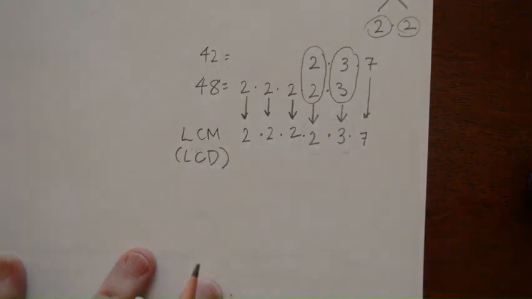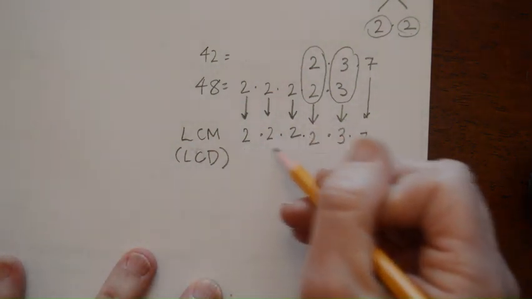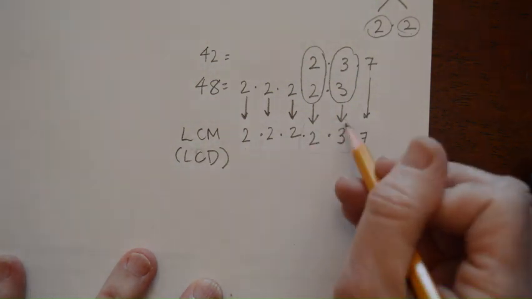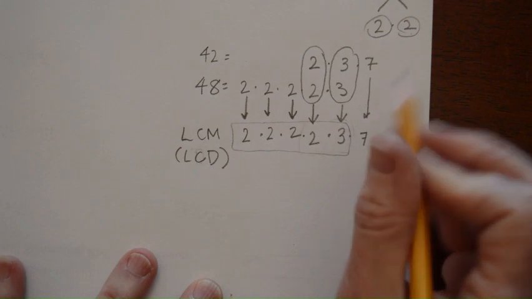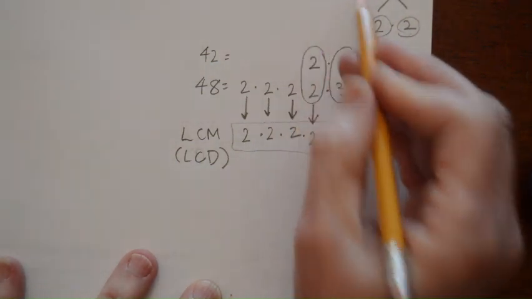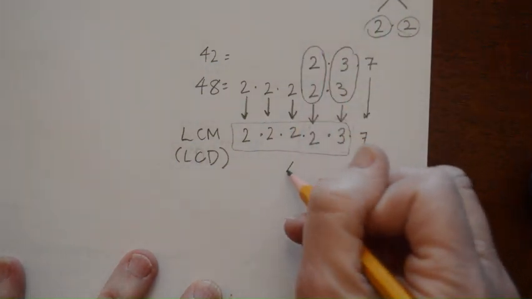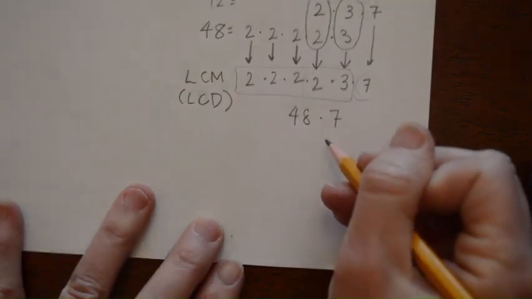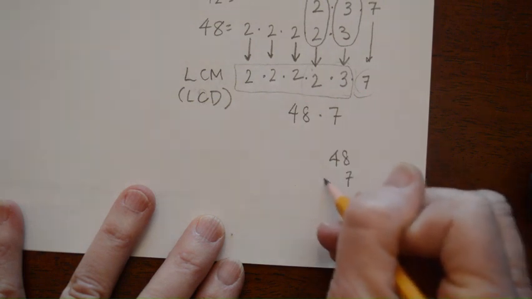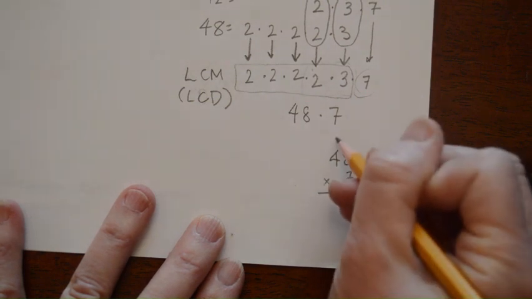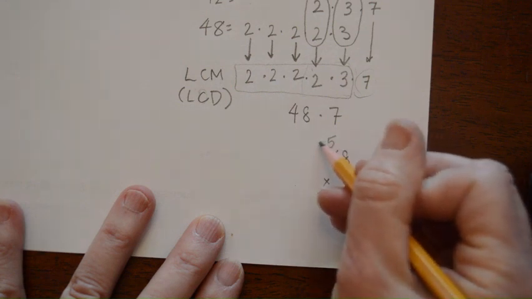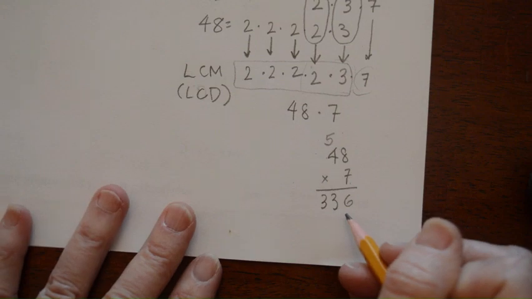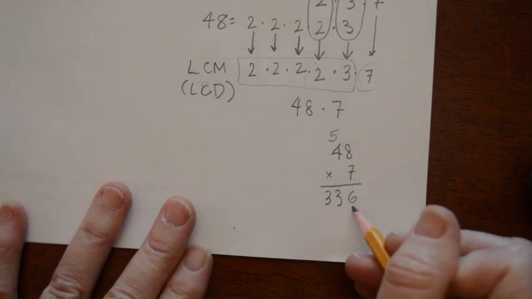All right, so we need to multiply that out. This part, the 4 2s and the 3, we know from this, 1, 2, 3, 4 2s and a 3, this part is 48. And then we just have this extra 7. All right, so let me do that. 48 times 7. 7 times 8 is 56. That's 28, 29, 30, 31, 32, 33. So our least common denominator is 336. Whew, that would have been a lot of skip counting if we had to do that.